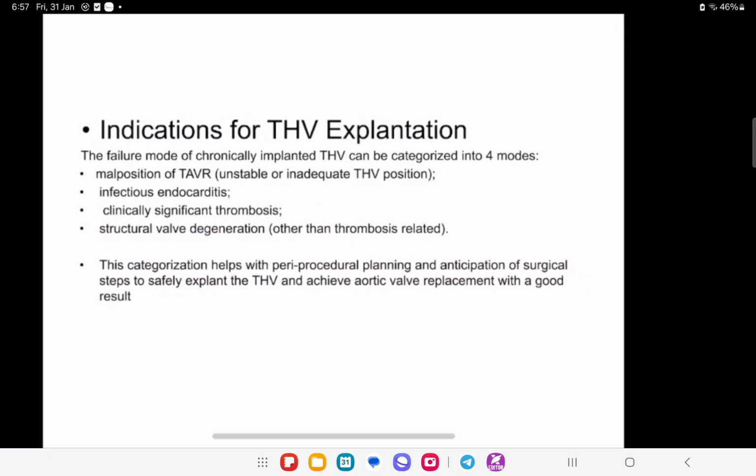Indications for heart valve explantation. The failure mode of chronically implanted heart valves can be categorized into four modes: malposition of the TAVR, unstable or inadequate heart valve position, infective endocarditis, clinically significant thrombosis, and structural valve degeneration other than thrombosis related. This categorization helps with the peri-procedural planning and anticipation of surgical steps to safely explant the heart valve and achieve aortic valve replacement with a good result.